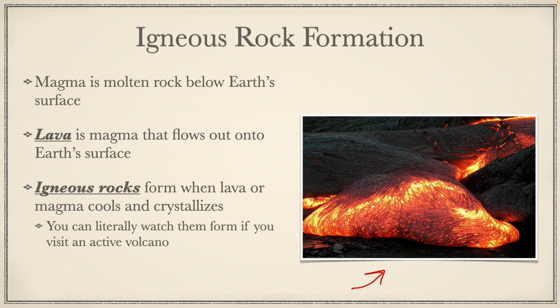Now, igneous rocks form when lava or magma cools and crystallizes. You can literally watch them form if you visit an active volcano. So if you visit an active volcano and there are lava flows, like in Hawaii or something like that, you can literally watch igneous rocks being formed.